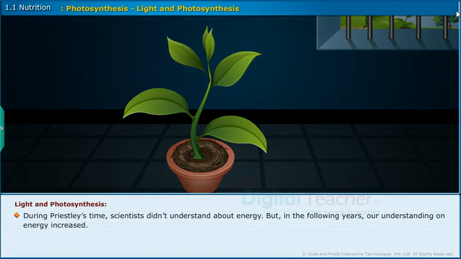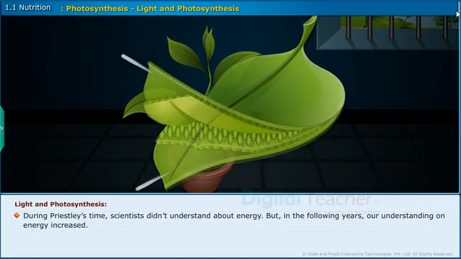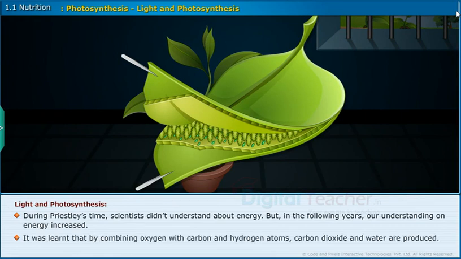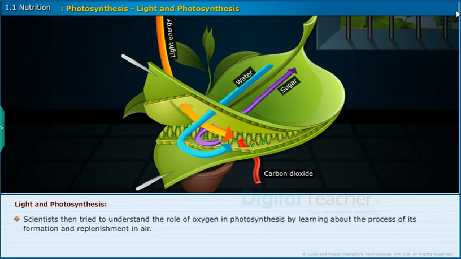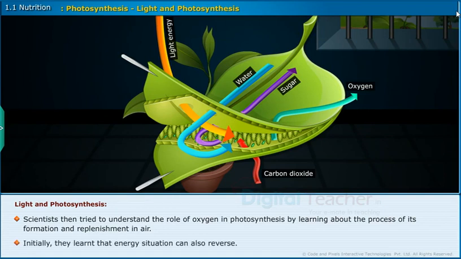During Priestley's time, scientists did not understand much about energy, but in the following years, our understanding of energy increased. It was learnt that by combining oxygen with carbon and hydrogen atoms, carbon dioxide and water are produced. Scientists then tried to understand the role of oxygen in photosynthesis by learning about the process of its formation and replenishment in air. Initially, they learned that the energy situation can also reverse.